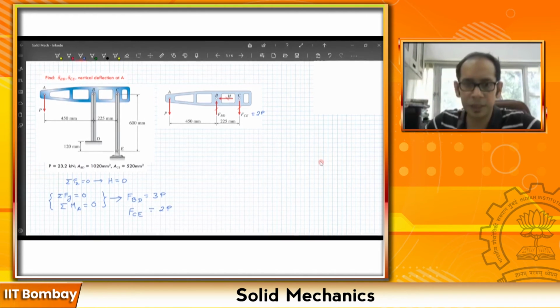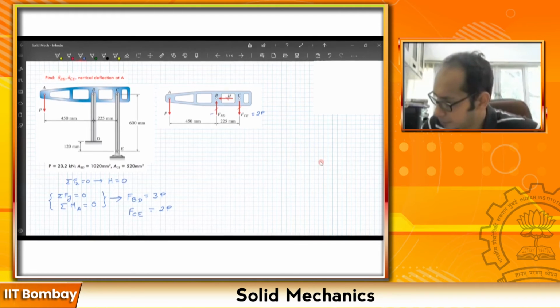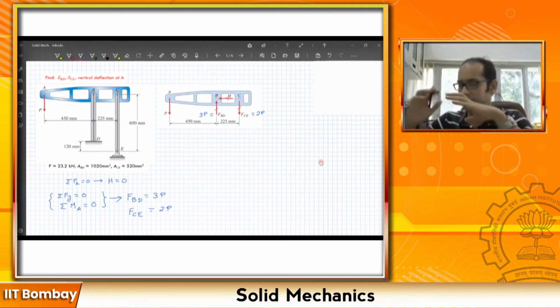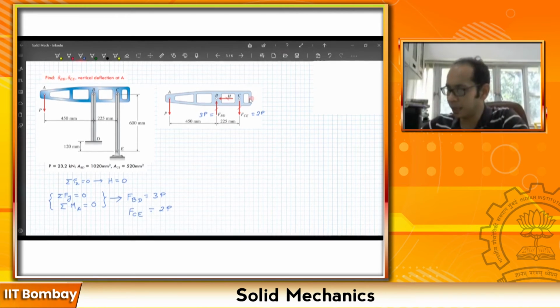And FBD comes out as 3P, right? So this is 3P. In some way it makes sense, because if you see this FBD over here, 3P, 2P, in between these two you have a force P which is going vertically up, which balances this applied force P over here, right? So now that we have this 2P and 3P, what we have to find are the deflections over here, and the deflection of the point A.